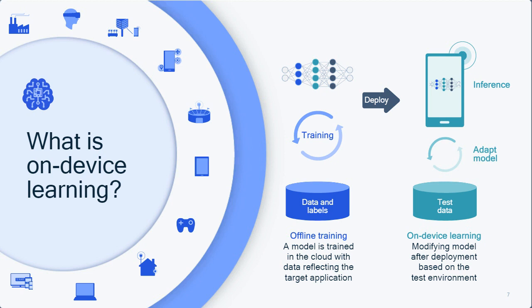Now, on-device learning is the notion that when we do deploy this model, and it's operating in deployment, as it's exposed to the test data, we can also modify the model, adapt it to the statistics of the test data. In a sense, learning on the device as to what's happening.